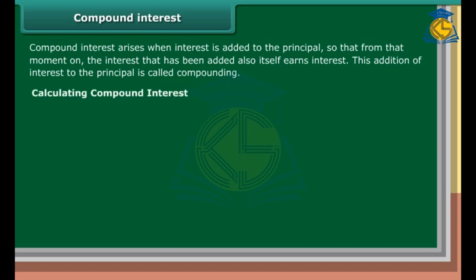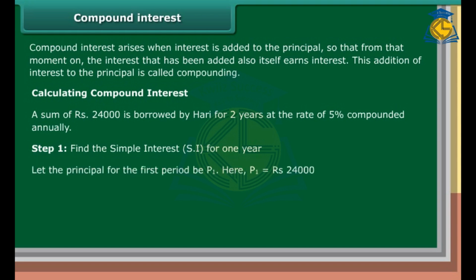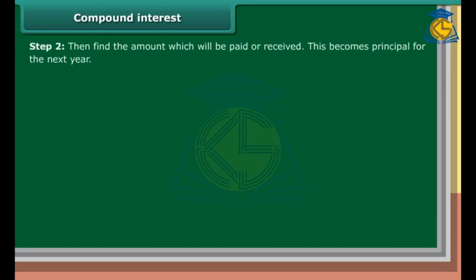Calculating compound interest. A sum of rupees 24,000 is borrowed by Hari for 2 years at the rate of 5% compounded annually. Step 1. Find the simple interest SI for 1 year. Let the principal for the first period be P1. P1 is equal to rupees 24,000. SI1 is equal to SI at 5% for the first year is equal to rupees 24,000 into 5 upon 100 is equal to 1200.